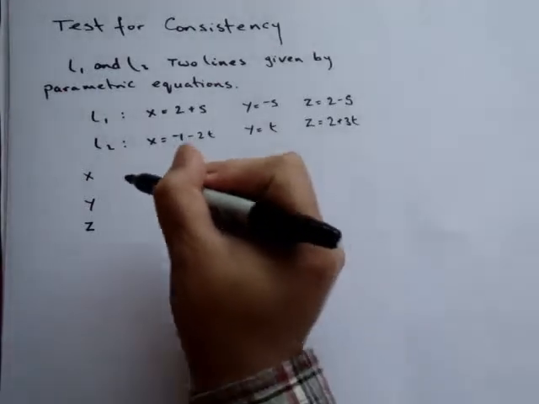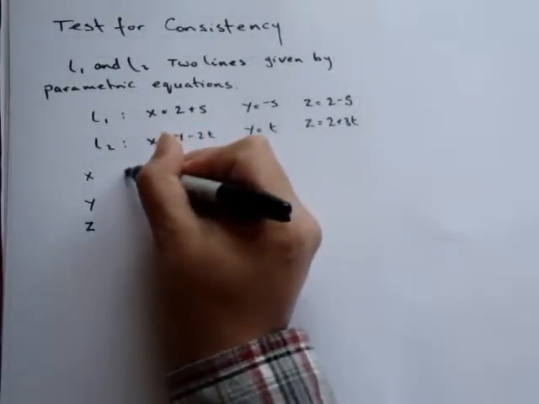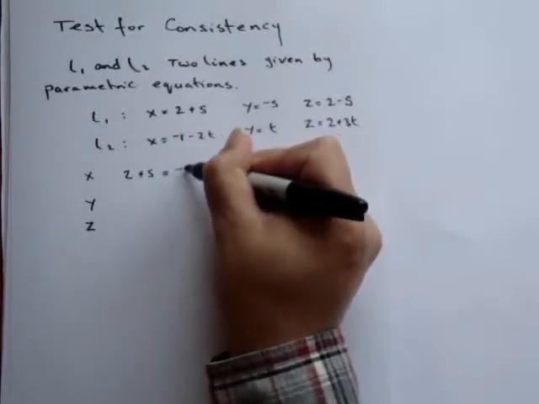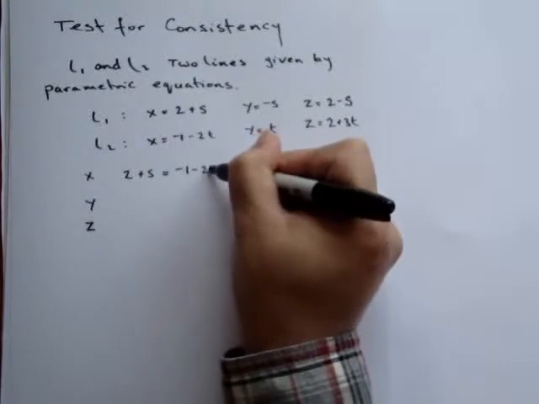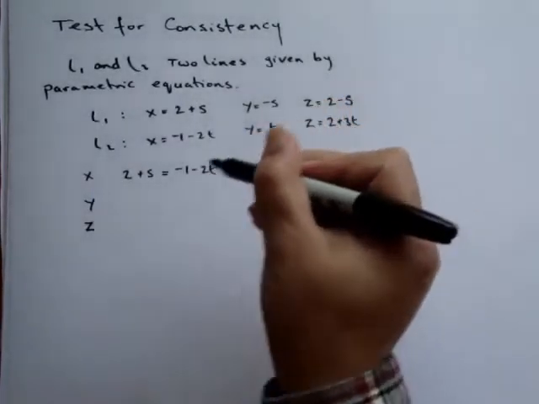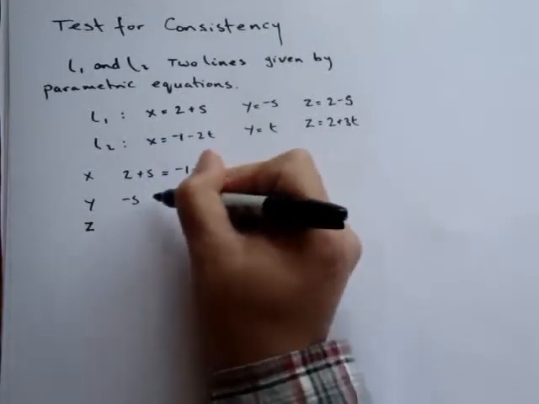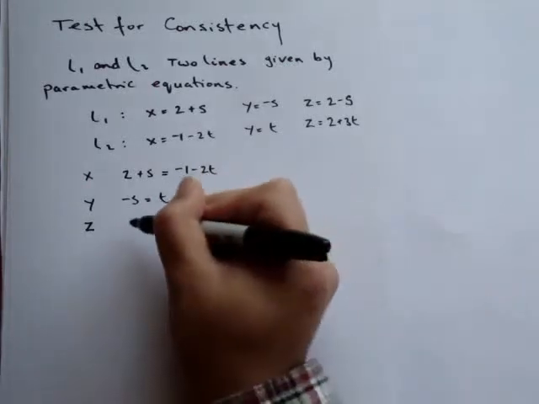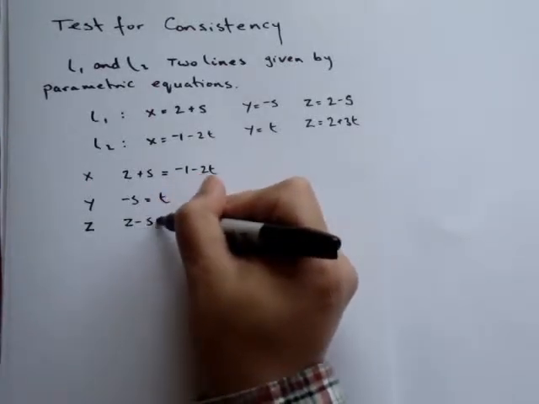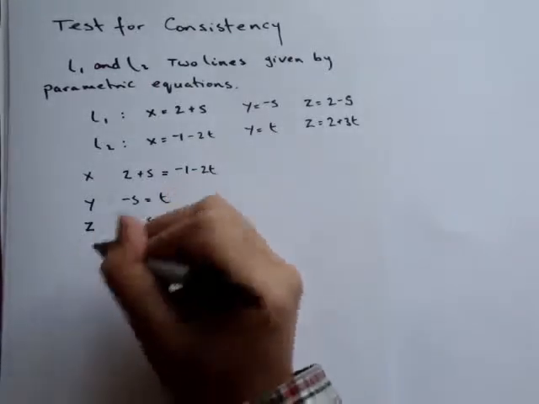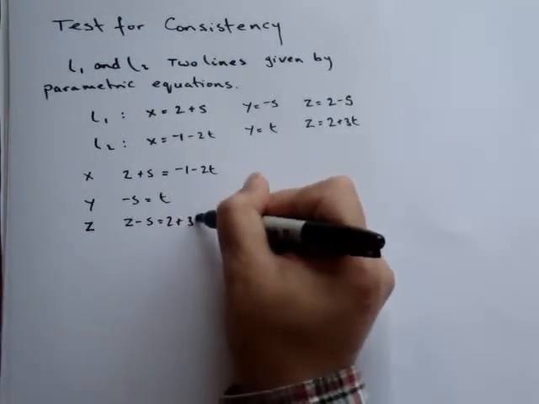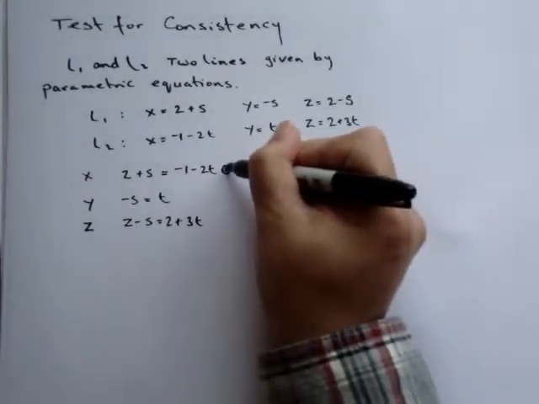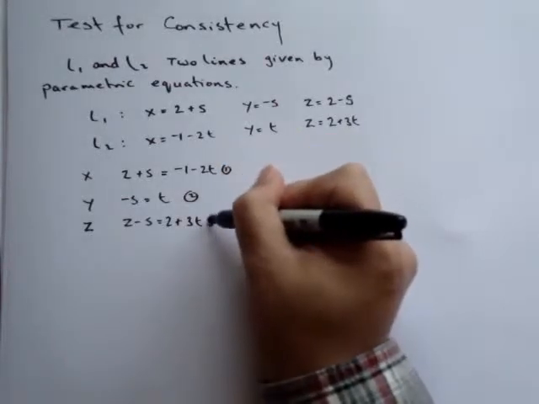So for the x we have 2 plus s equals minus 1 minus 2t. For the y we have minus s equals t, and for the z we have 1 minus s equals 2 plus 3t. And now we label those equations 1, 2 and 3.